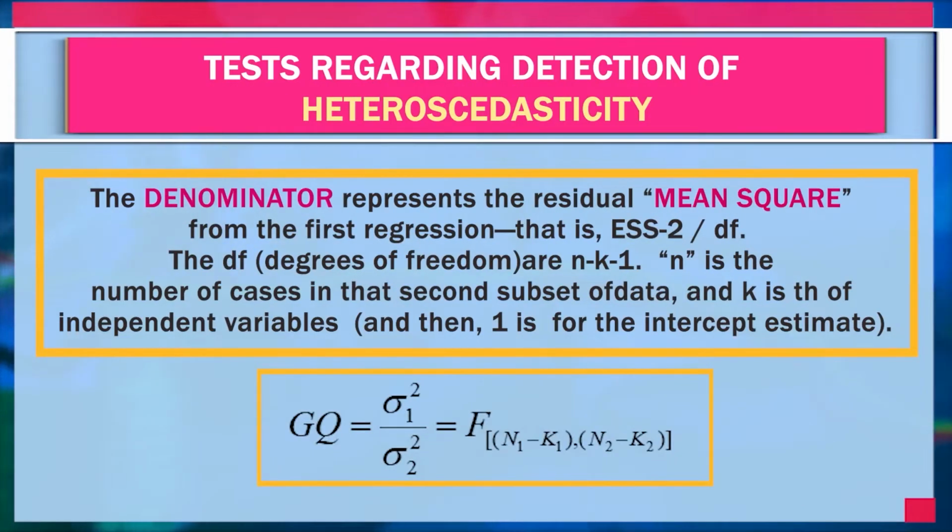Secondly, we move on to the next slide, where we concentrate on the denominator. In the denominator, we refer to sigma 2 squared, which refers to the second subset, the lower group of observations, and for this a separate sigma 2 squared is computed.